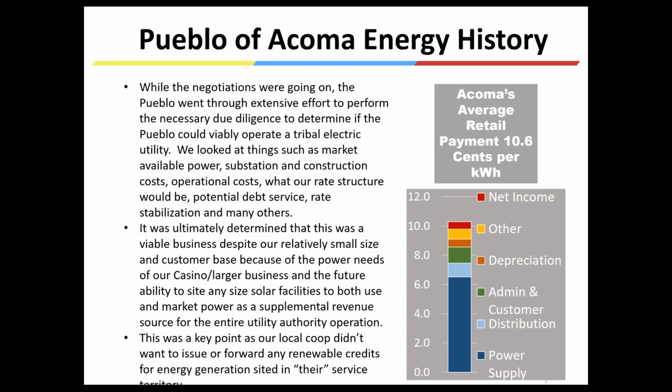The graph that you see on the side is what the Pueblo of Acoma currently pays in retail payment for residential connections to our co-op right now. So it's 10.6 cents per kilowatt hour is the general rate for residential customers. So this is what we knew we had to beat when we looked at this viability. Can we operate our utilities at least at 10.6 cents per kilowatt hour, if not cheaper?